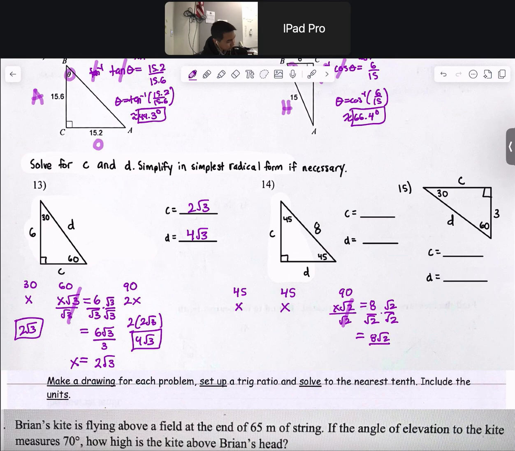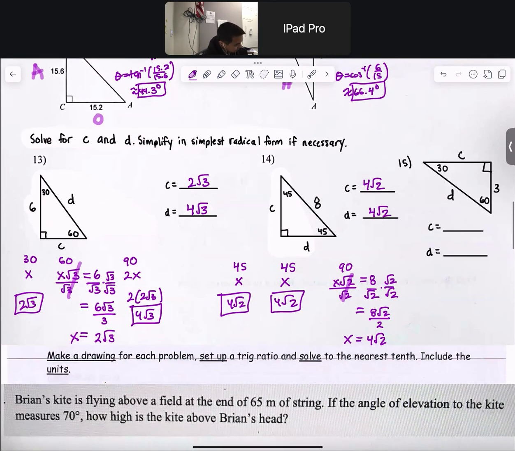8 rad 2 over, rad 2 times rad 2 is simply just 2, because square root of 4 is just 2. 8 divided by 2 is 4 rad 2. So that's our x, and we all know both of these are just 4 rad 2 then. So 4 rad 2, 4 rad 2.